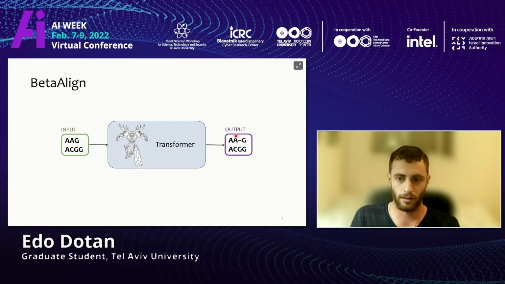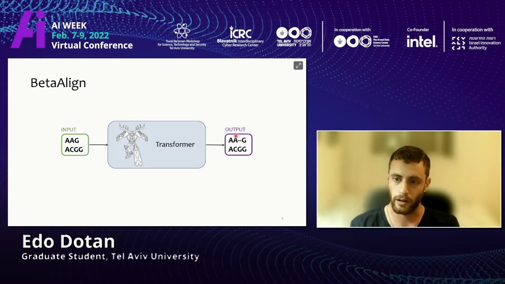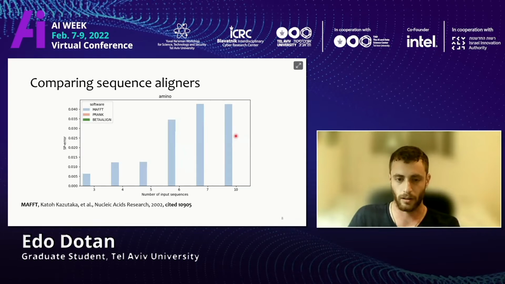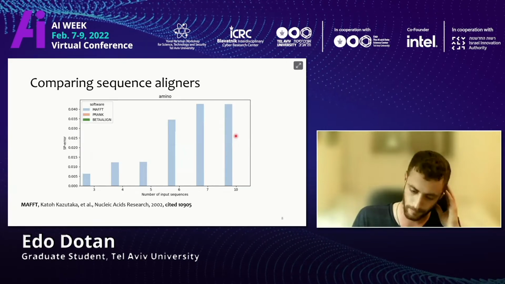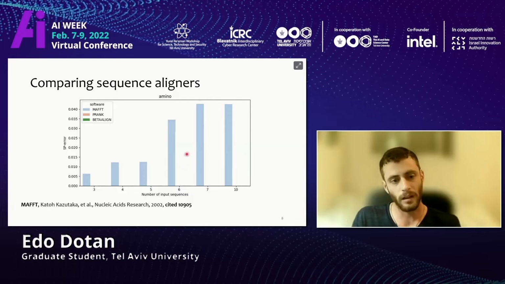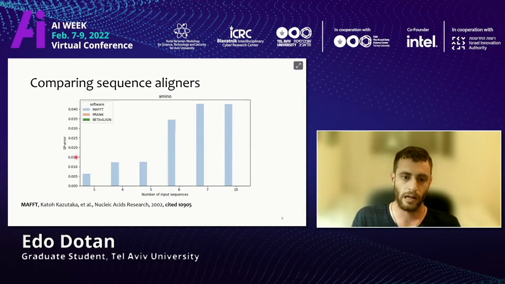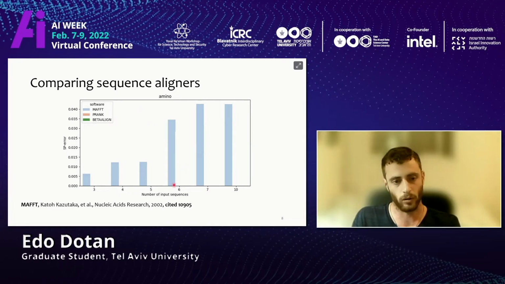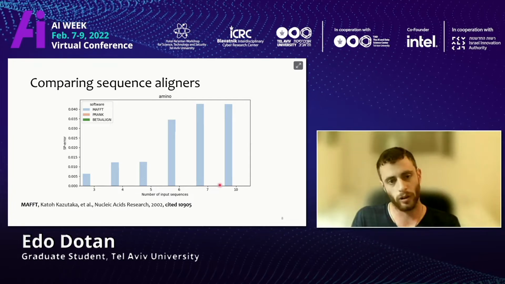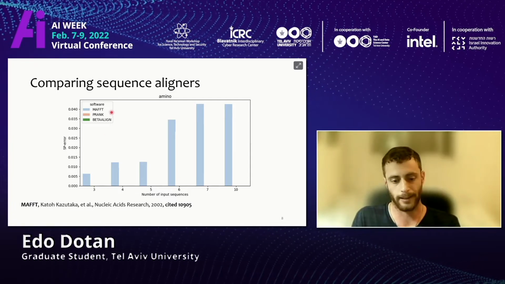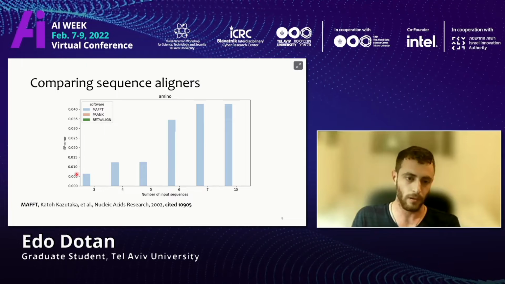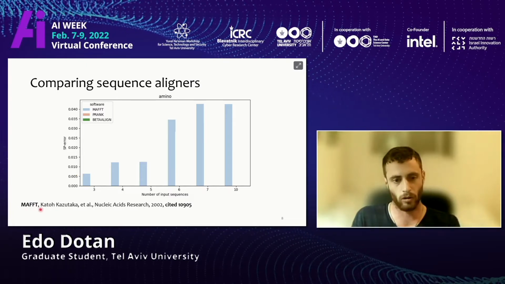So now let's check our result compared to the aligning methods today. This graph represents the error compared to the number of input sequences. We compared our result to MAFFT and Prank. Here you can see the error of MAFFT.